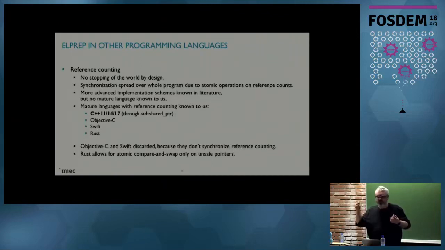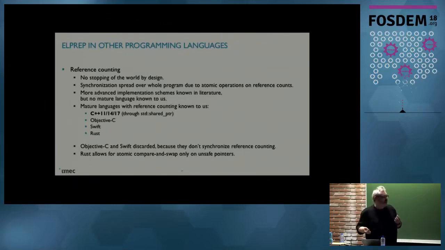Every time a pointer is reassigned, you increment and decrement counts, and when counts go to 0, you can deallocate that object. This has a few downsides, but normally for multi-threaded programs, the synchronization is spread over the whole program. It shouldn't interfere with your multiple threads, so it should actually play nice with multi-threading. There are more advanced implementation schemes where you try to avoid updating reference counts, but we're not aware of any mature language that does this.